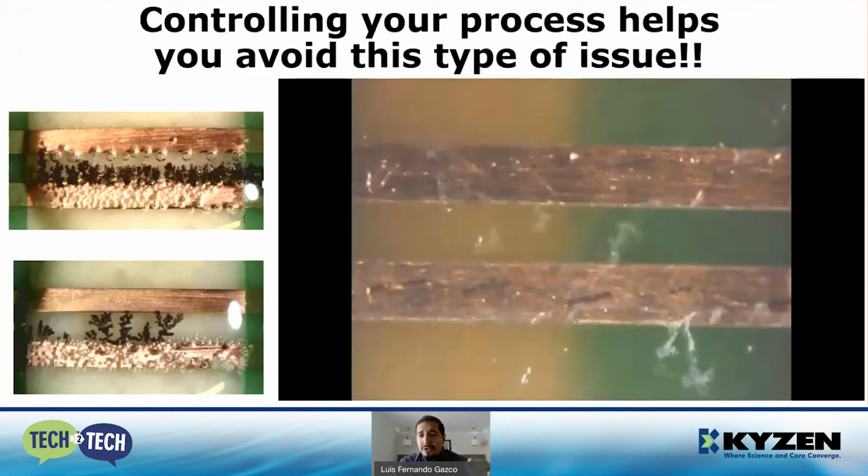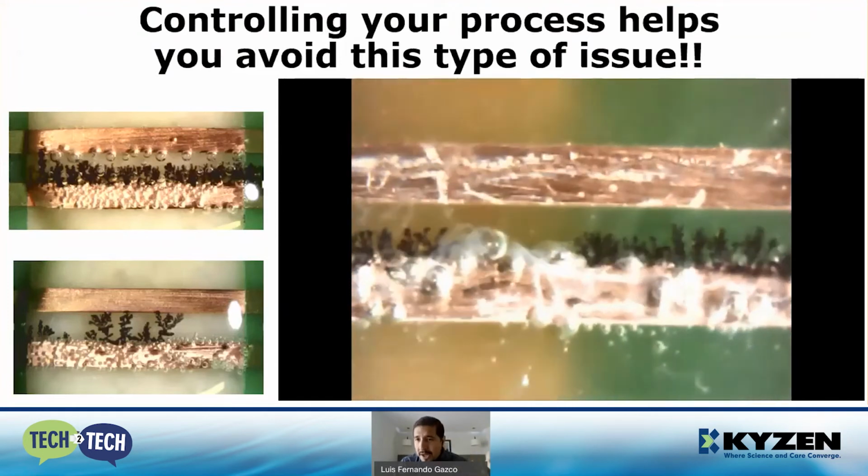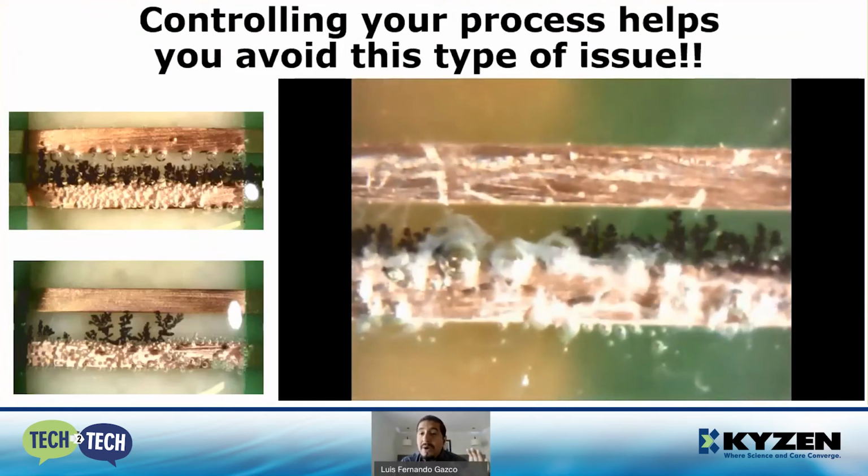Getting your process under control will help you avoid this type of issue. This is an accelerated video on how ionic residues like flux could react, developing what is known as dendritic growth. In order for this phenomenon to occur, you need certain conditions of humidity, temperature, and voltages. Of course, this all can be easily avoided by accurately cleaning your board.